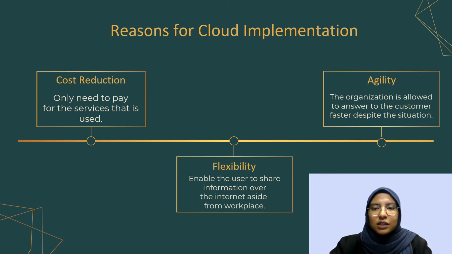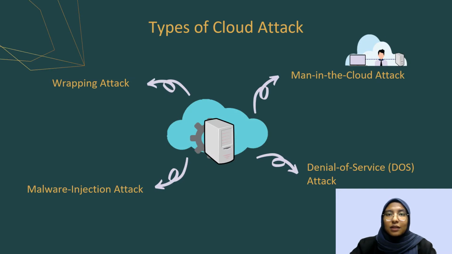And the second one is flexibility, where it enables the user to share information over the internet aside from their workplace. As I've mentioned before, we can do it anywhere because it is on the cloud. And the third one is agility, where the organization is allowed to answer the customer faster despite the situation that they face. And now we are moving into cloud attack.